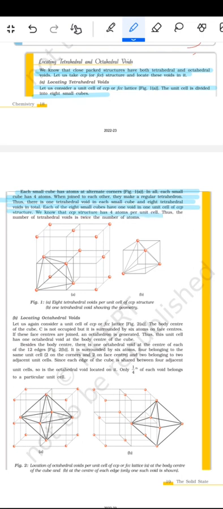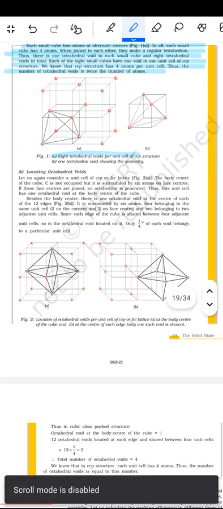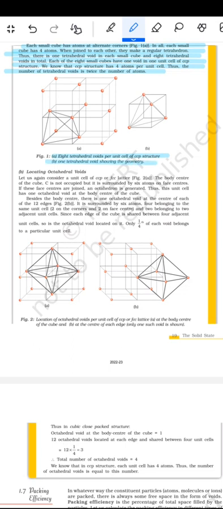We know that CCP structure has 4 atoms per unit cell. Thus, the number of the tetrahedral voids is twice the number of the atoms. अब यहाँ पर दिया हुआ 8 tetrahedral voids per unit cell of the CCP structure और यहाँ पर 1 tetrahedral void showing the geometry. अब locating the octahedral voids, तो octahedral voids जो होते हैं, let us again consider the unit cell of the CCP or the FCC lattice.